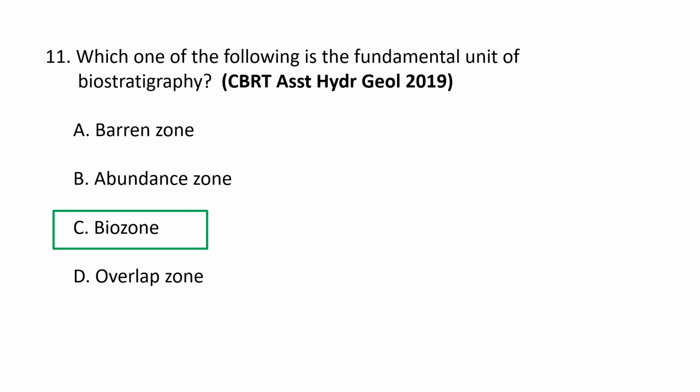The key types of biostratigraphic units are biozones, which are defined by characteristic fossil assemblages. Common biozones include range biozones, which are defined by the first and last appearances of an index fossil, and interval biozones, which are defined between two significant fossil origins. So biozone is the fundamental unit of biostratigraphy.